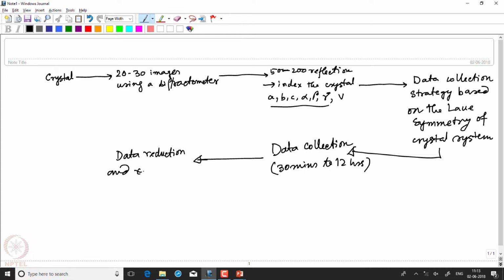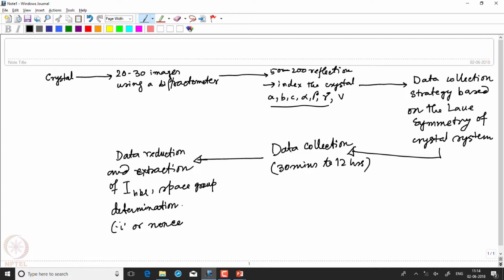And extraction of the I HKLs from the observed data, and it also completes the data reduction with the space group determination as well. So when we have determined the space group, we then identify whether it is centrosymmetric or non-centrosymmetric crystal structure.